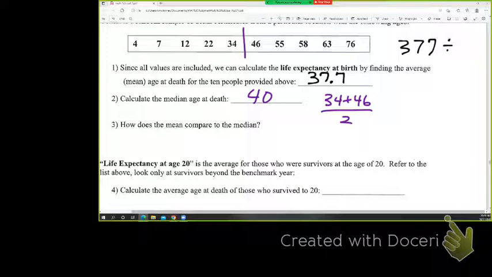Okay? So, how does the mean compare to the median? How does the mean compare? So, the mean is over 2 years less than the median.